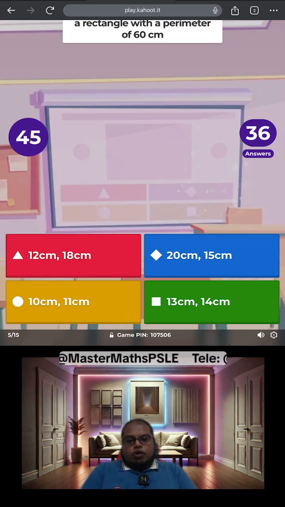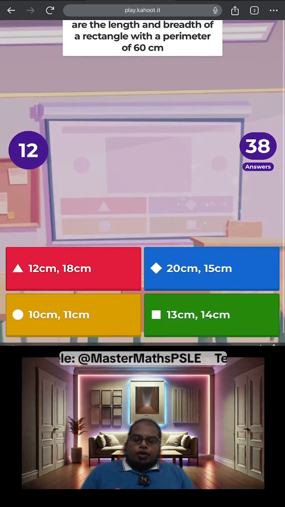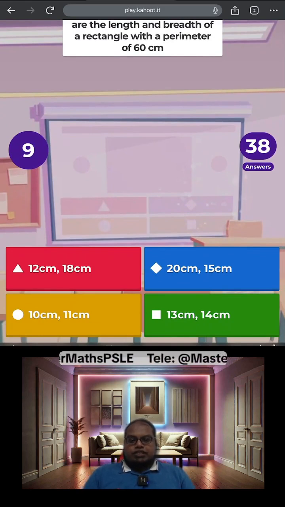Alright, 45 more seconds. Let's go. Think about it again. What is the formula, or how do you find the perimeter of a rectangle? Perimeter of a rectangle. 20 more seconds. Which of these can be the length and breadth of a rectangle with a perimeter of 60 cm? Which one?